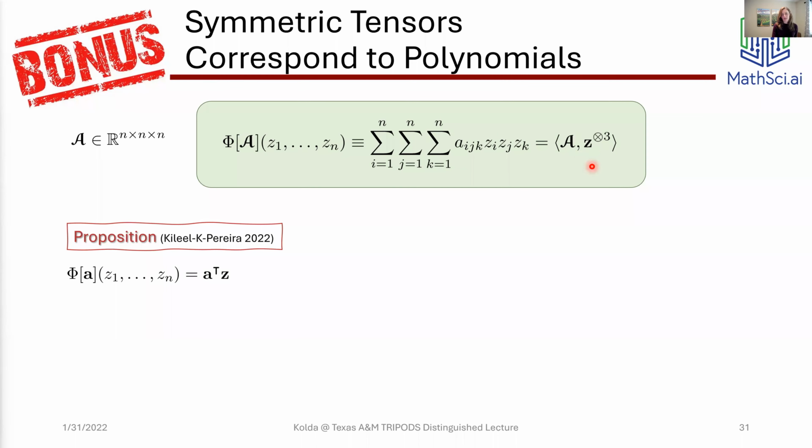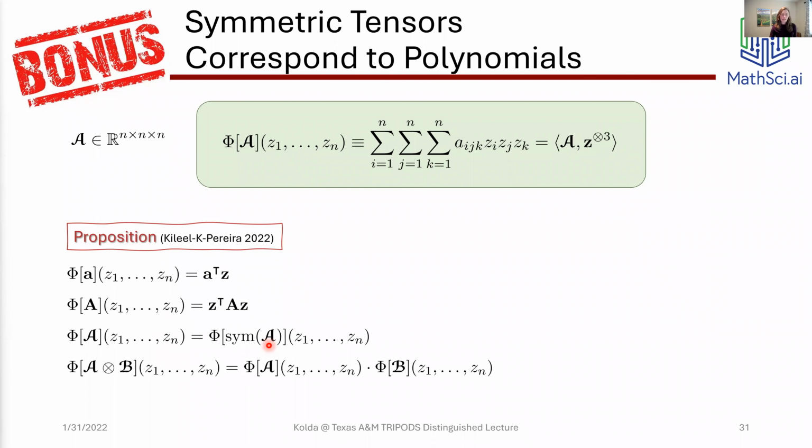If A is a vector, then this polynomial just ends up resulting in a dot product with the inputs. If it's a matrix, it just becomes z transpose A z, where z is the inputs. If your input tensor was not symmetric, the polynomial that you get out of it is the same polynomial you would get from the symmetric version. So these two are not equivalent, but their corresponding polynomials are equivalent. And that turns out to be a really useful property.